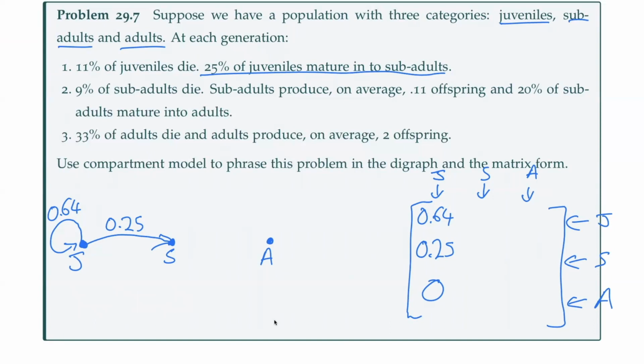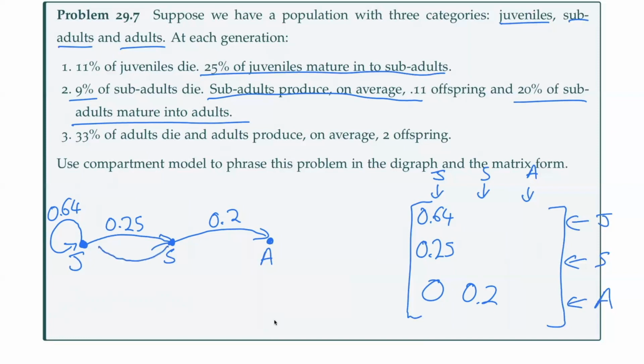Okay, next line. We're told that 9% of sub-adults die. They produce on average 0.11 offspring, and 20% of them mature into adults. So let's encode the aging first. We're going to have S going to A. 20% of them, so 0.2, go from S to A. So in our S to A entry, which is this one down here, you put 0.2. We are told that they produce 0.11 offspring. So S to J is going to be 0.11.